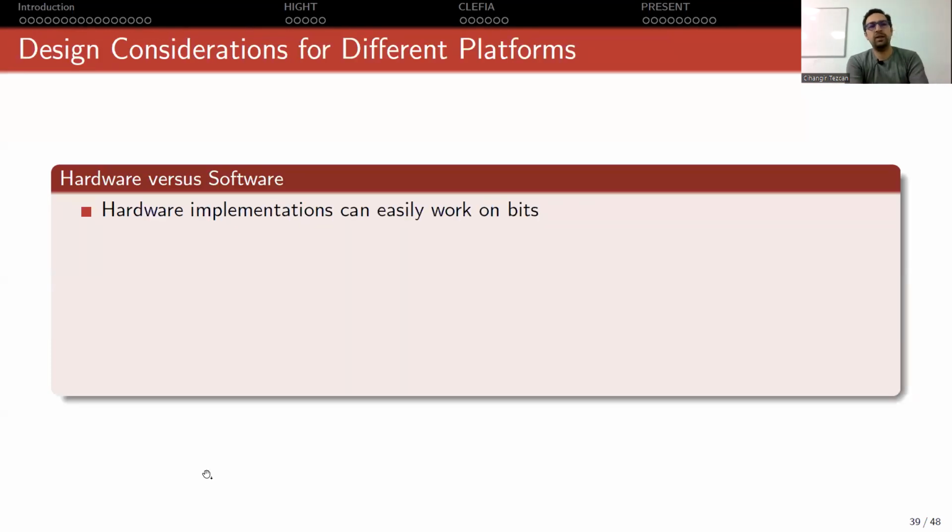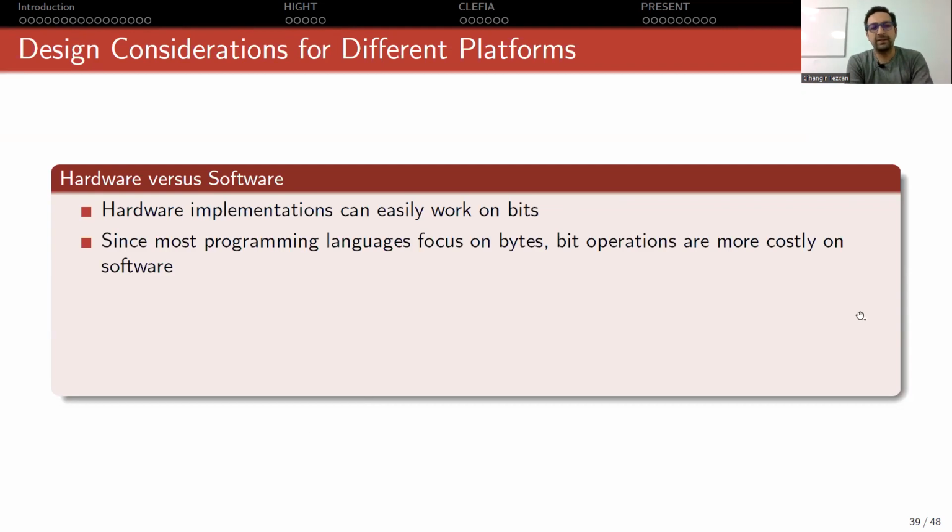So, design considerations for different platforms. Hardware implementations can easily work on bits. As you can see in PRESENT, we had the bit permutations because it is specifically designed for hardware. Since most programming languages focus on bytes, bit operations are more costly in software. So if you implement PRESENT in software, you will see that it takes a lot of time to take one bit and move it to another place and so on. In hardware, it is just a single instruction.